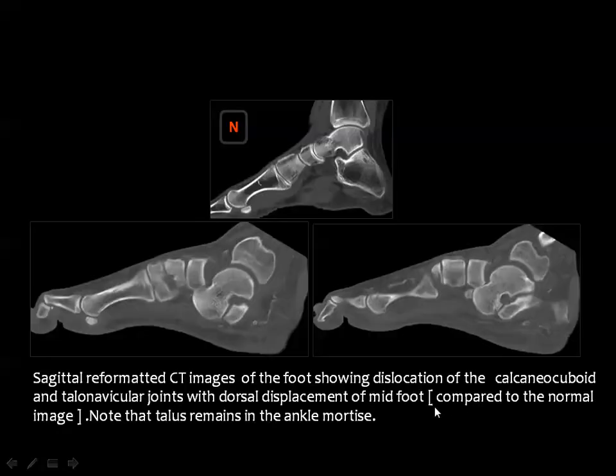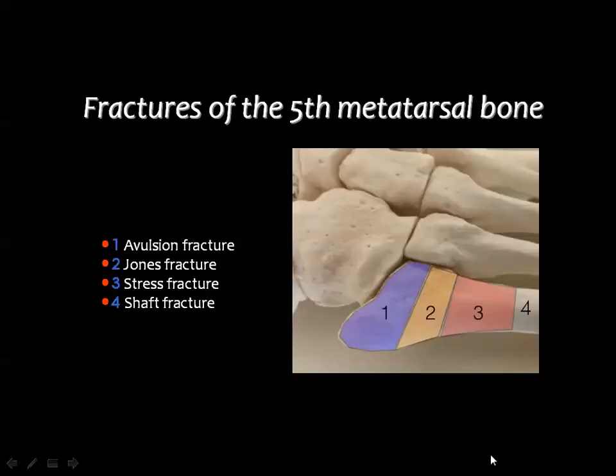And in the CT images, of course, the sagittal reformatted images are of good help in the diagnosis. You see, this is the talus and the talonavicular joint, normal. And this is the talus and the talonavicular joint dislocated. You should remember that the talus maintains its normal relation to the tibia.